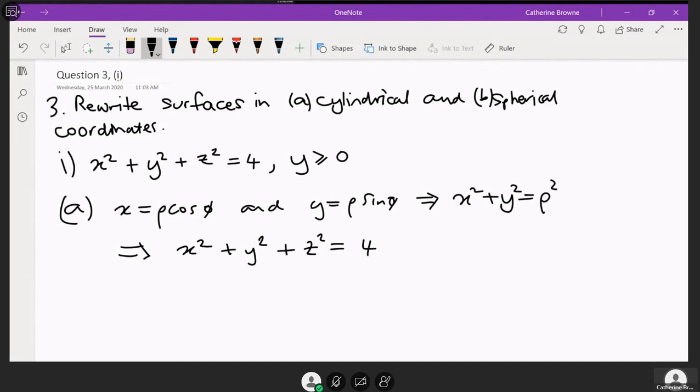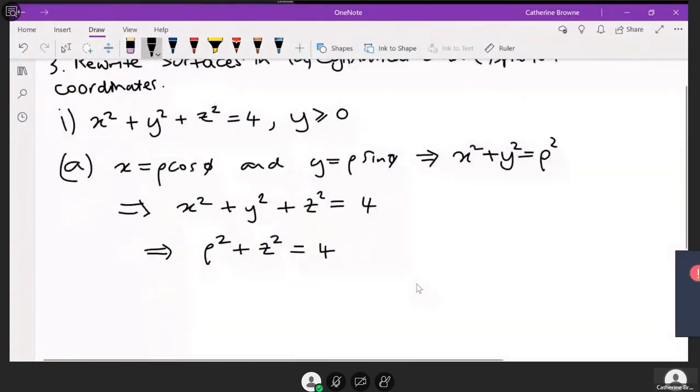And so then when I have this surface that I've got in Cartesian coordinates, I can replace this x squared plus y squared, and then we just get rho squared plus z squared is equal to 4. And obviously in cylindrical coordinates, z is the same as in Cartesian coordinates, so we don't have to do anything to z.